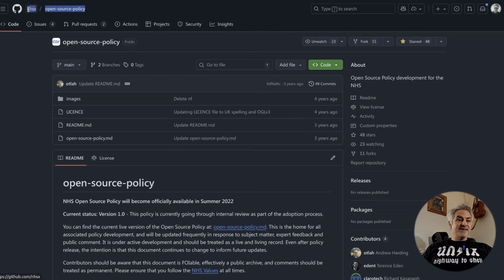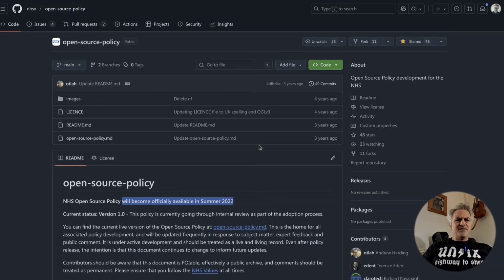NHSX still has a GitHub organization page, and they still have an open source policy in there. It will become officially available in summer 2022. So this is not even that old, but the rest of the organization has already completely forgotten about NHSX, to the extent that it's just left the organization there, probably lost access to it.